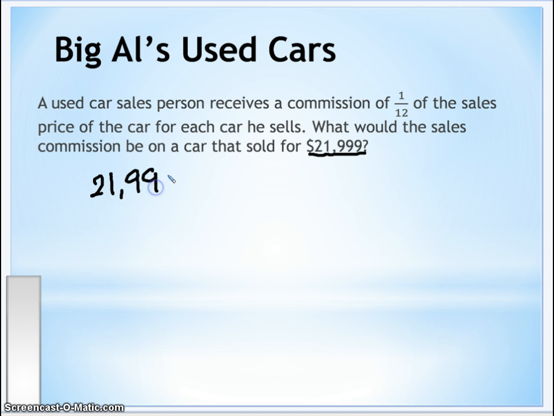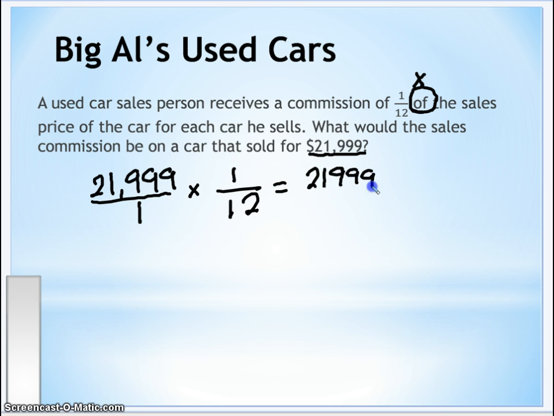$21,999? Well, we have to first set it up as the car sold for $21,999. And he gets 1/12 of it. Remember what I said about this word of. Of means multiply. So we're going to put multiplication in here. Again, put that as improper and solve. So we have 21,999 divided by 12. Go ahead and divide that out. See what you come up with for your answer. Remember, because it is a dollar amount, you will put this as a decimal. We always do dollar amounts as decimals.